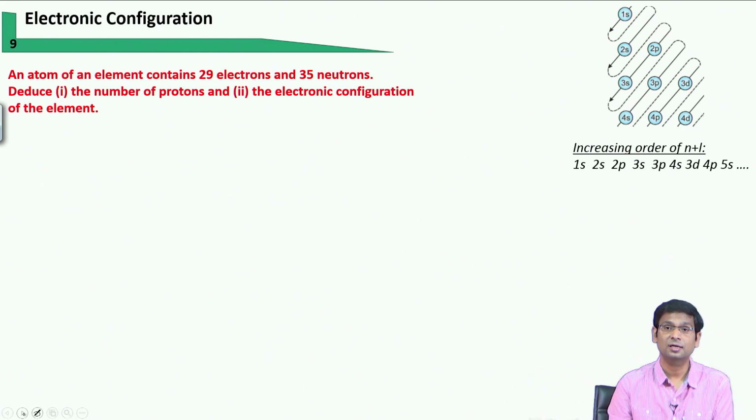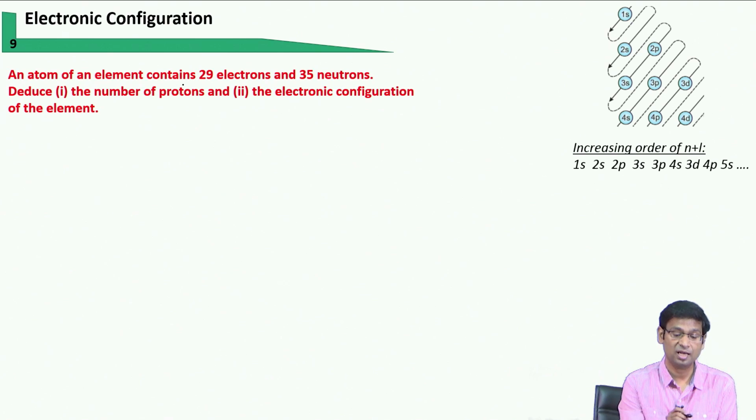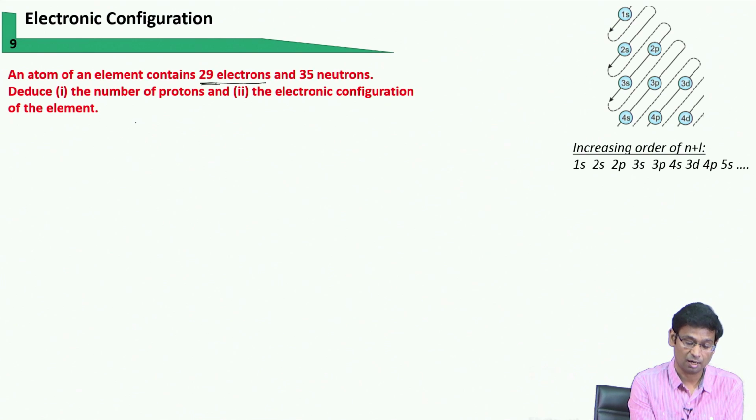Now, after learning about these orbitals, we started to learn how we can arrange electrons in different orbitals. So this question concerns that. It says that an atom of an element contains 29 electrons and 35 neutrons. So this shows that this is not an ion, this is an atom. Therefore the number of electrons is equal to the number of protons. It asks to deduce the number of protons. If it is an atom and not an ion, it has 29 electrons, so the number of protons is going to be 29.